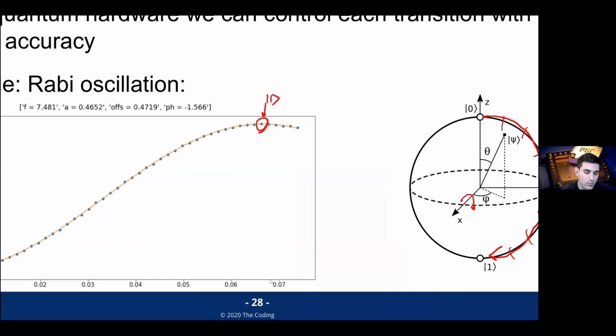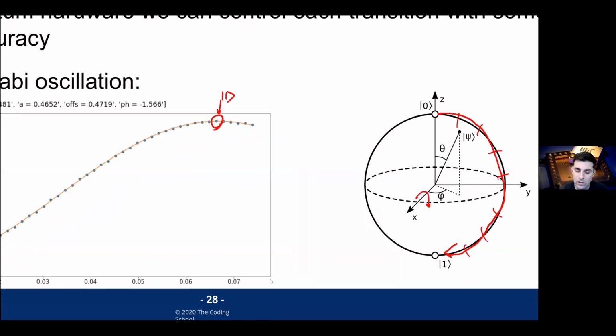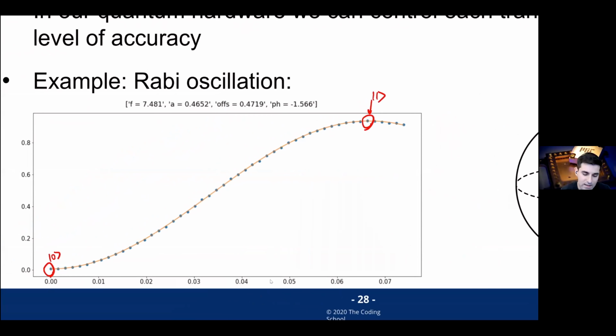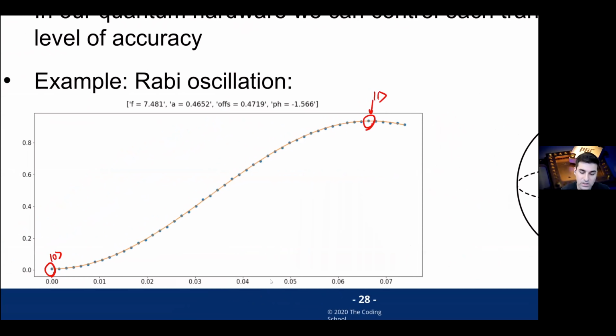So in fact, what I'm doing is what we call driving the qubit. I'm driving the qubit between 0 and 1, and I'm just choosing different points along this transition, along this drive, or along this rotation, and I just measure the qubit population. So what is the probability of being 0? What is the probability of being a 1? And I can see that I gradually get closer from 0 to 1.